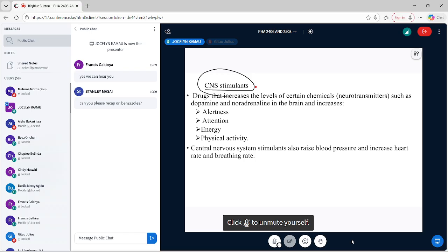Picrotoxin and pentylenetetrazole are even obsolete drugs. They're just used as laboratory drugs, like you can give them to animals. If you want to test the activity of anticonvulsant drugs, you can give the animal picrotoxin or pentylenetetrazole at certain doses, and the animal will convulse.